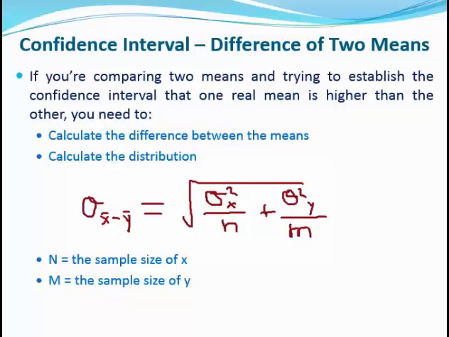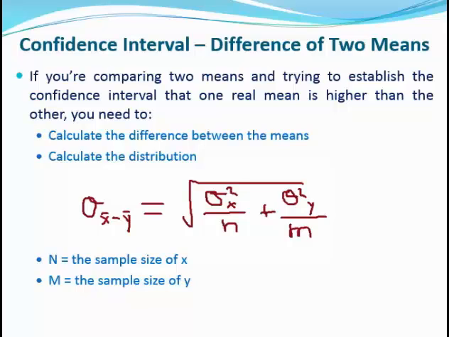Well, the way to do that, and this is one of the few times in this course that unfortunately you're just going to have to memorize a formula. Fortunately, this is not a particularly complex formula. If you're comparing two means, the first thing you need to do is calculate the difference between the means. That's very easy. You figure out the mean of one, figure out the mean of the other, and then you just subtract. If your mean exam score for test number one is 85, and your mean exam score for test number two is 82, then obviously your difference is 3.